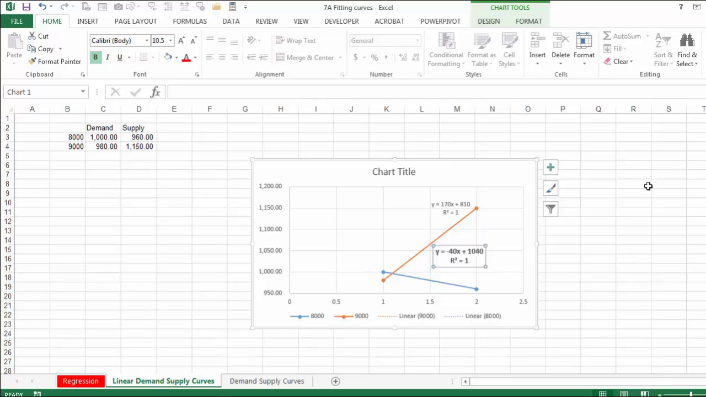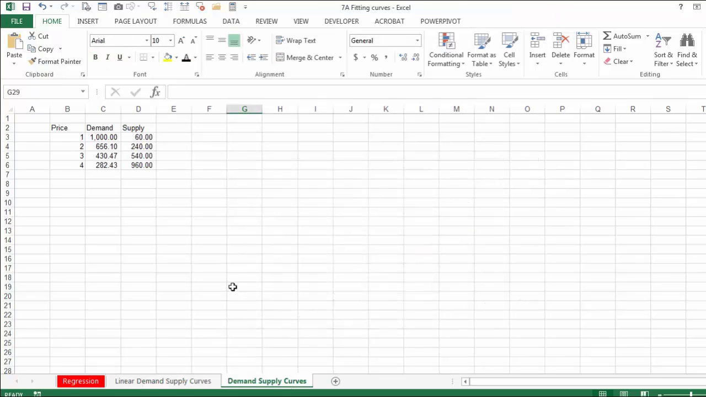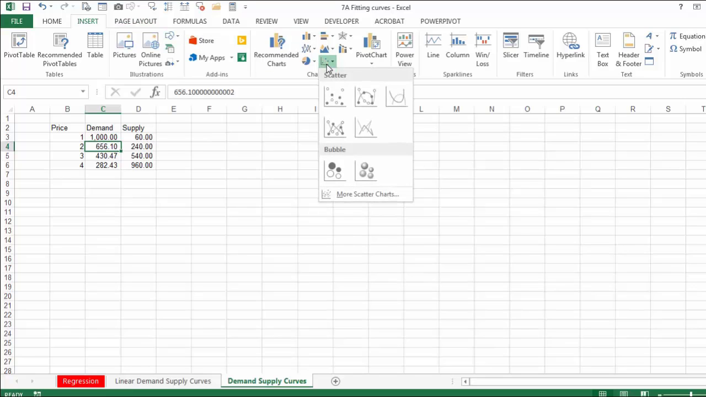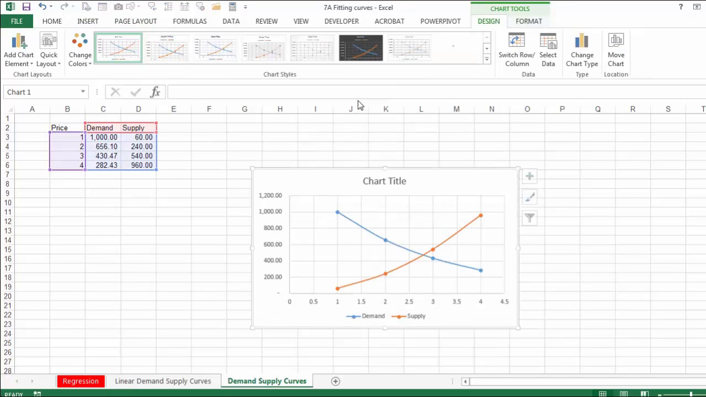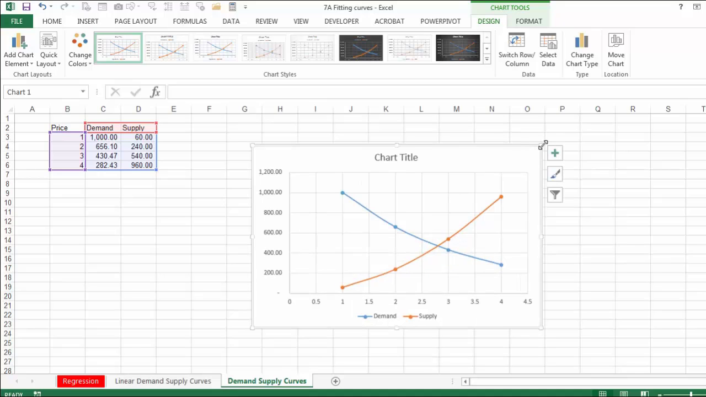Okay, so now let's try and see something more complicated. So we have determined from the past what the demand is going to be when the price is 1, 2, 3, and 4, and what the supply is going to be. And you're going to discover that in this case it's not a straight line, so you can just try the chart and find out that this is a little bit more of a realistic example of supply and demand.